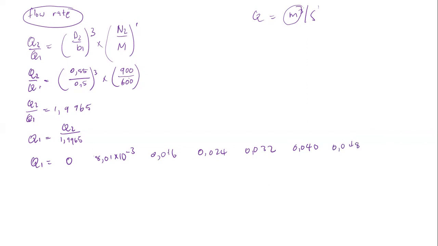So that means we managed to answer the first question where we needed to determine the flow rate applying the affinity laws for Q number 1 using Q number 2.